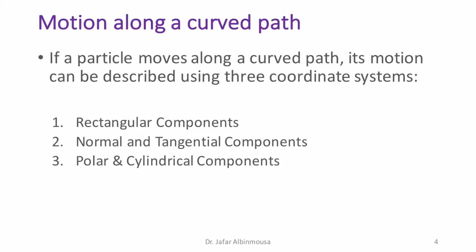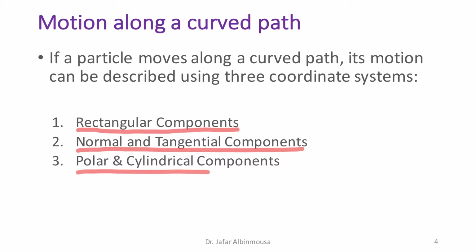So if a particle moves along a curved path, its motion can be described using a 3-coordinate system. One of them is the rectangular coordinate system, which we already discussed in the previous section. We can also do it using the normal tangential system, and as we are going to describe next, we can also use polar or cylindrical components. Now, the preference is dependent on the nature of the problem.